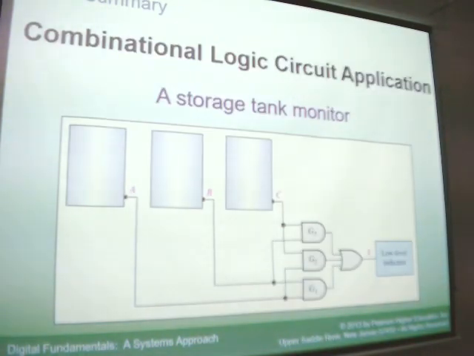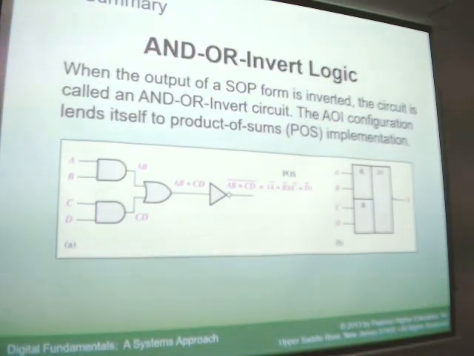We have learned this last time. In AND-OR logic, when the output of an SOP form is inverted, by adding an inverter, then the circuit is called an AND-OR-invert circuit. The AOI configuration lends itself to product-of-sums, POS implementation.